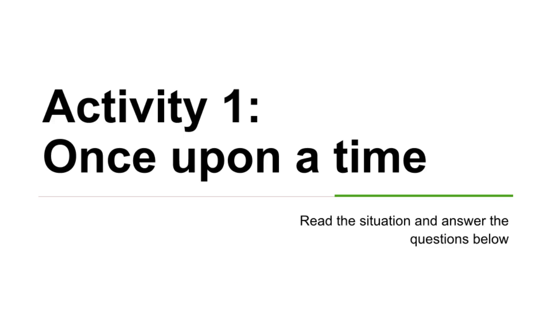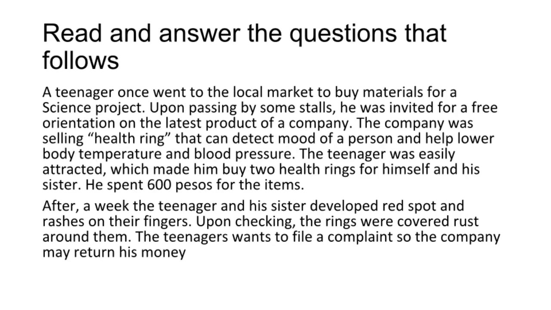Activity 1. Once upon a time. Read the situation and answer the questions below. A teenager once went to the local market to buy materials for a science project. Upon passing by some stalls, he was invited for a free orientation on the latest product of a company. The company was selling a health ring that can detect the mood of a person and help lower body temperature and blood pressure.